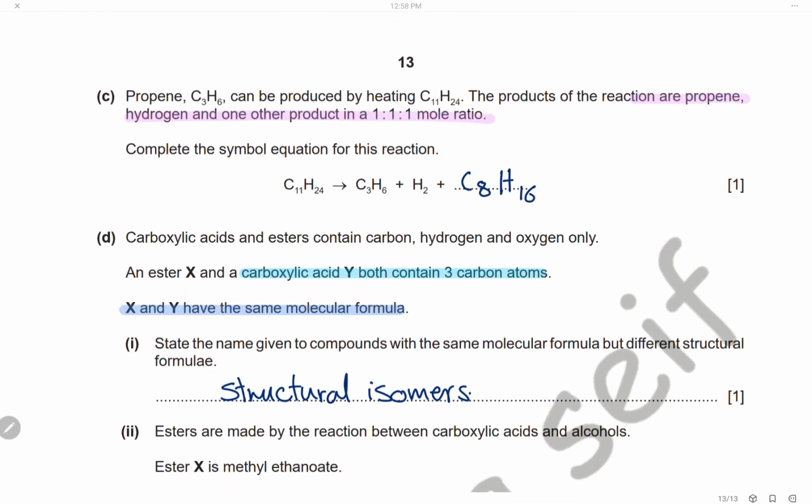Propene can be produced by heating C11H24. The products of the reaction are propene, hydrogen, and one other product in a 1 to 1 to 1 mole ratio. Complete the simple equation for this reaction. The ratio is 1 to 1. That means no balancing for this equation. We will just count the number of carbon and number of hydrogen. Here we have 11 carbons, 3 here, so we will have 8 carbons, and 24 hydrogens. We have 6 plus 2, 8 hydrogens, so we have 16 hydrogens missing. The compound formed is C8H16.